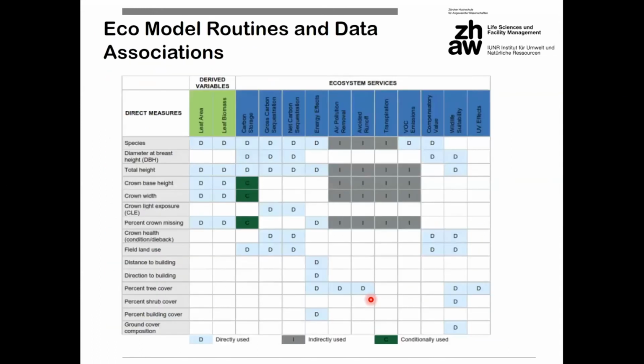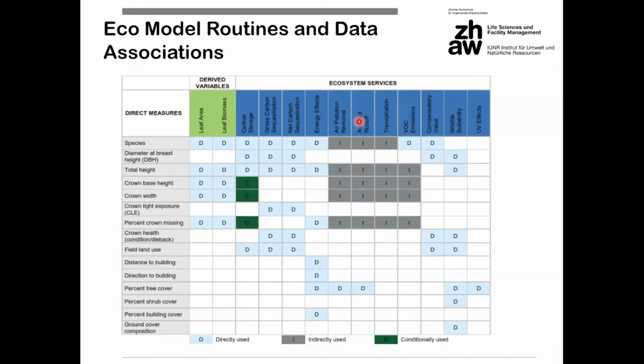These are the direct measures which we have to fill into the program. So as I mentioned already, crown base height, crown width, and so on. Of course, the species, because it depends on the species how the ecosystem services look like. We have to give in percentage crown missing, which is, how should I say, the main difference to LiDAR data, for example. We have to fill in field land use, which has an impact on ecosystem services as well.